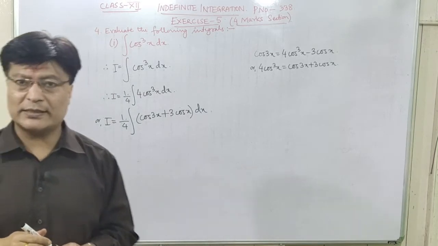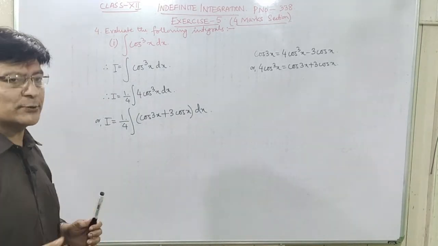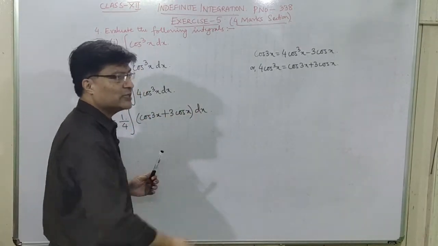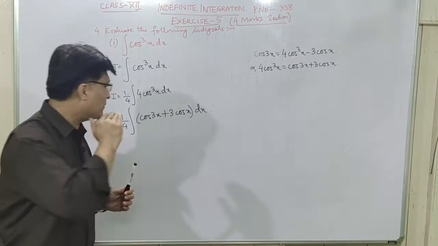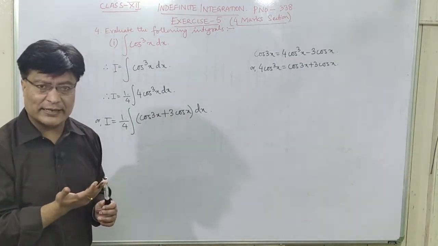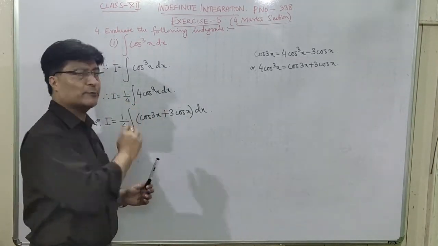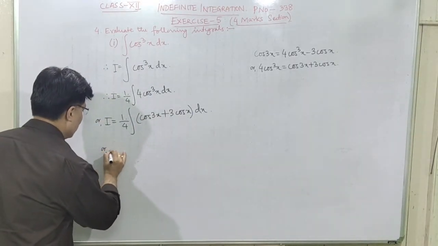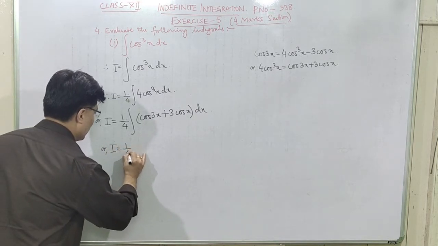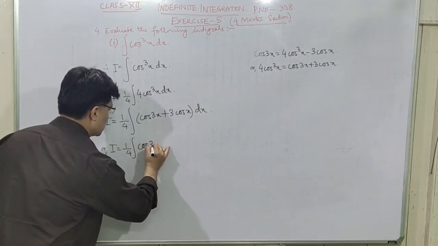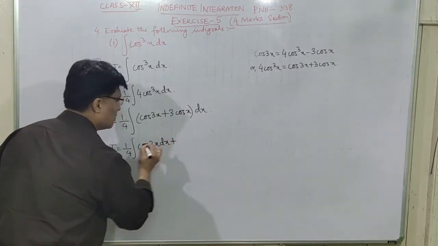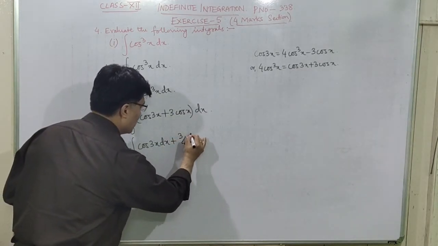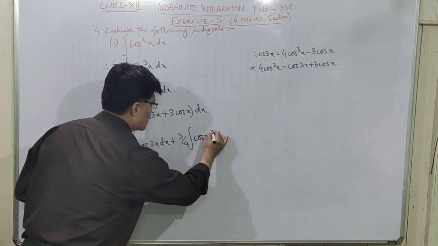So I think you have understood it. We have got this expression, that is 1/4 integration of within bracket cos 3x plus 3 cos x dx. Now after separating this integration you can easily integrate it because there is a formula for this expression. So let us separate it. I is equal to 1/4 integration of cos 3x dx plus, next, which is constant, 3/4 integration of cos x dx.